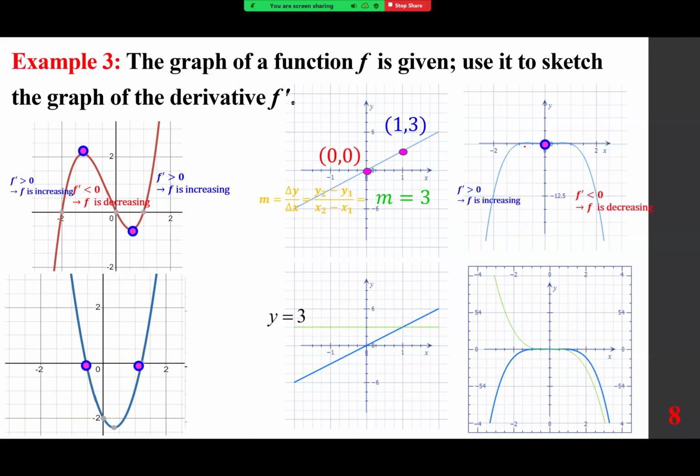So at this point, to the left of it is increasing, so above the x-axis. This point, to the right of it is decreasing, below the x-axis.